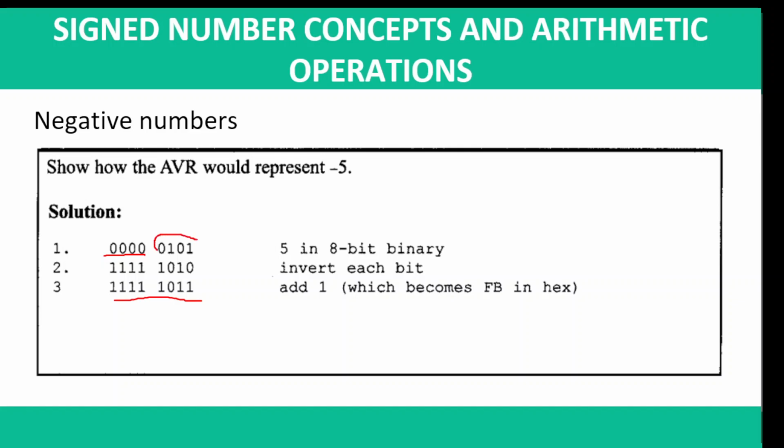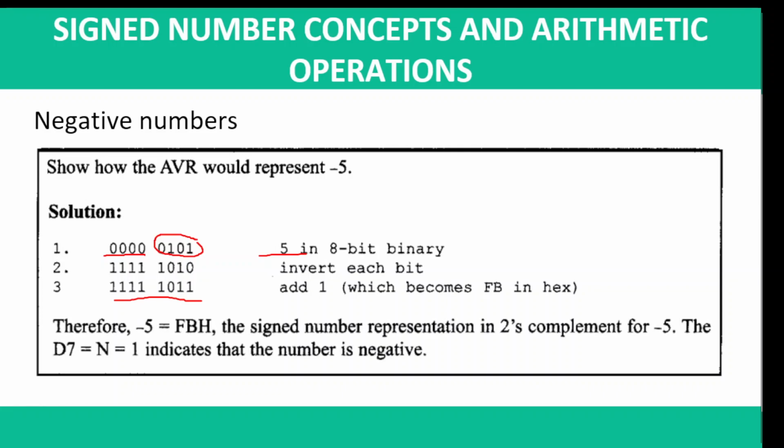So, from the magnitude 0 1 0 1 as 5, then invert, then plus 1. And then negative 5, if we write it in hexadecimal, could be represented as FBH. So that is the sign number representation in 2's complement for negative 5. Again, D7 is equal to the N flag of the status register, which is equal to 1, indicating that the number is negative.